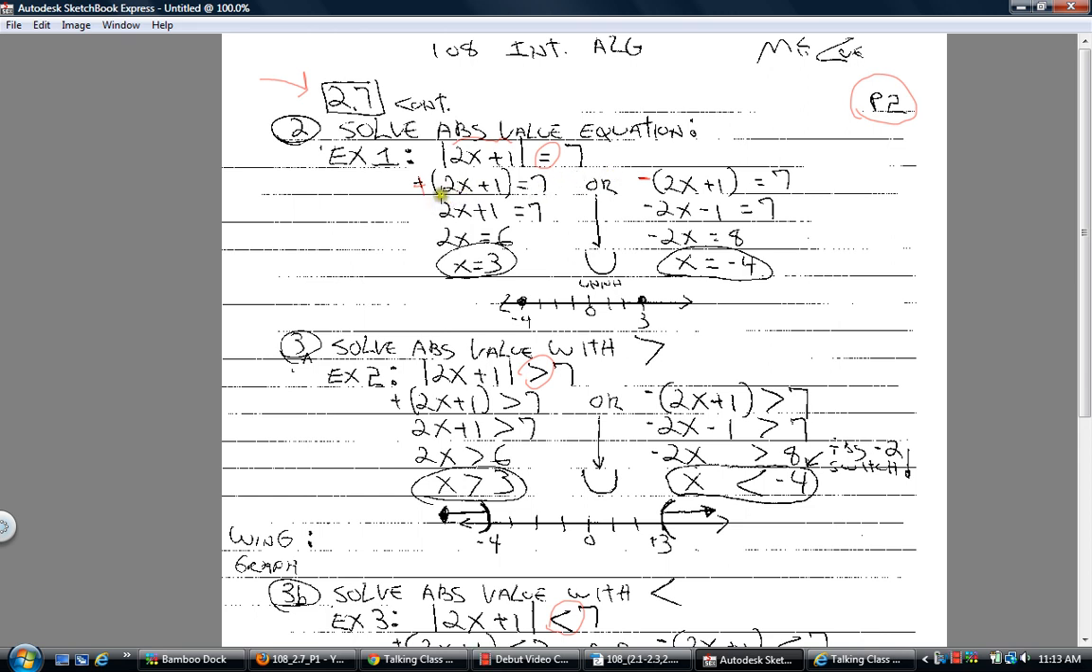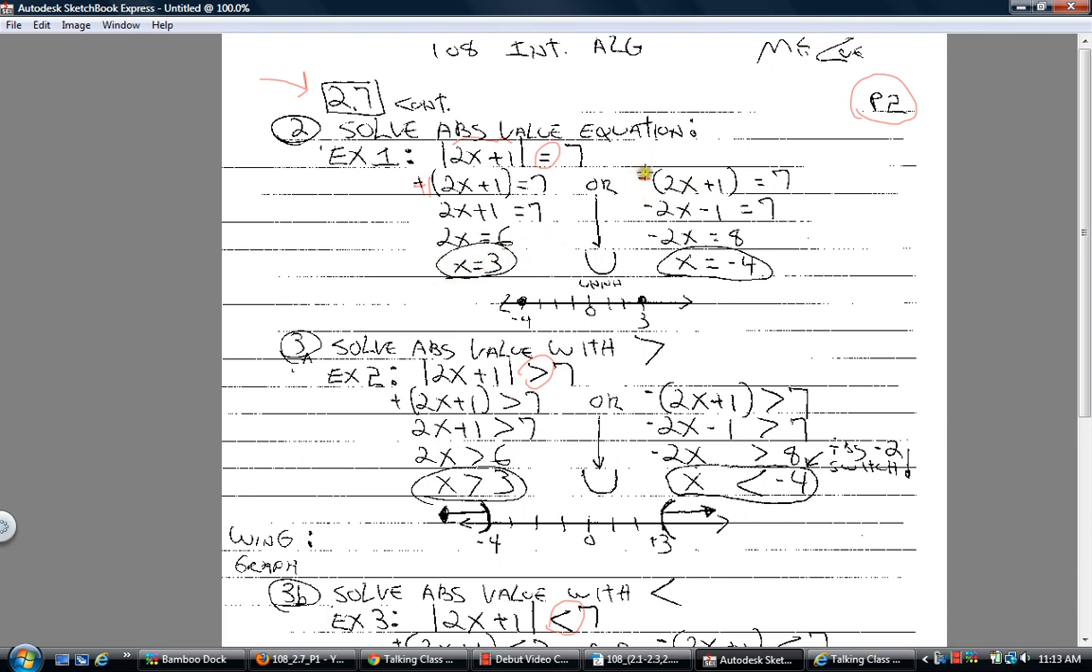Now usually the algebra is not too bad here. For the positive, you do not have to distribute anything because a positive 1 inside here will not change it, so I dropped the parentheses. I got 2x plus 1 equals 7. I subtract 1 on both sides, divide by 2, and I got x equals 3. Everybody should be pretty comfortable with that.